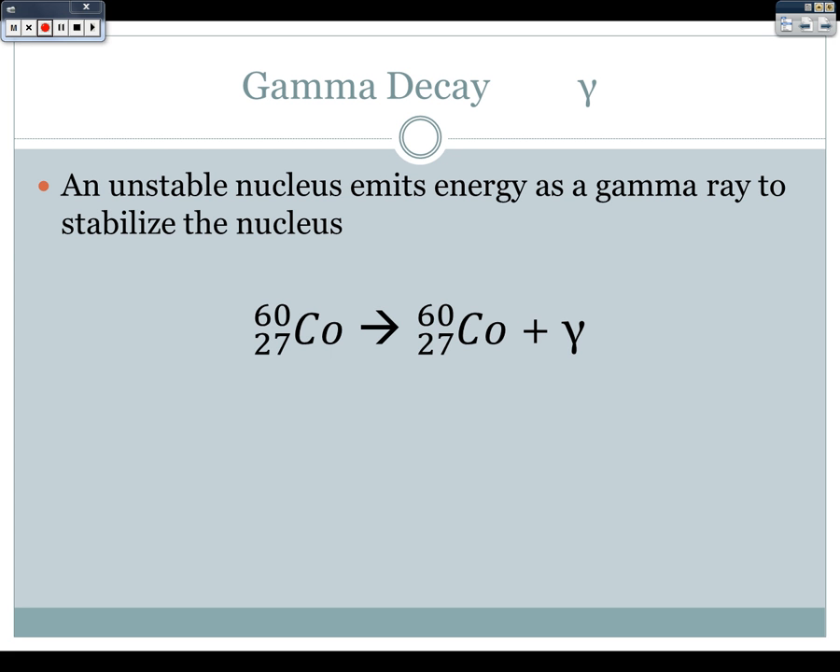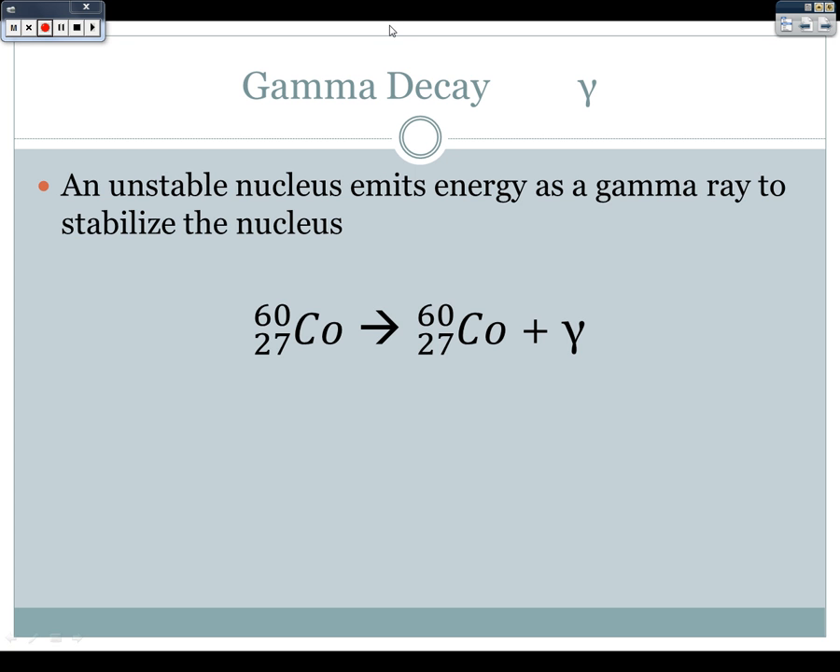And so we have alpha, beta, and gamma. Alpha and beta, the actual element is changing, and in gamma, it's not. But again, throughout, we have to keep the top and the bottom balanced. So our total number of nucleons and our number of protons balanced.